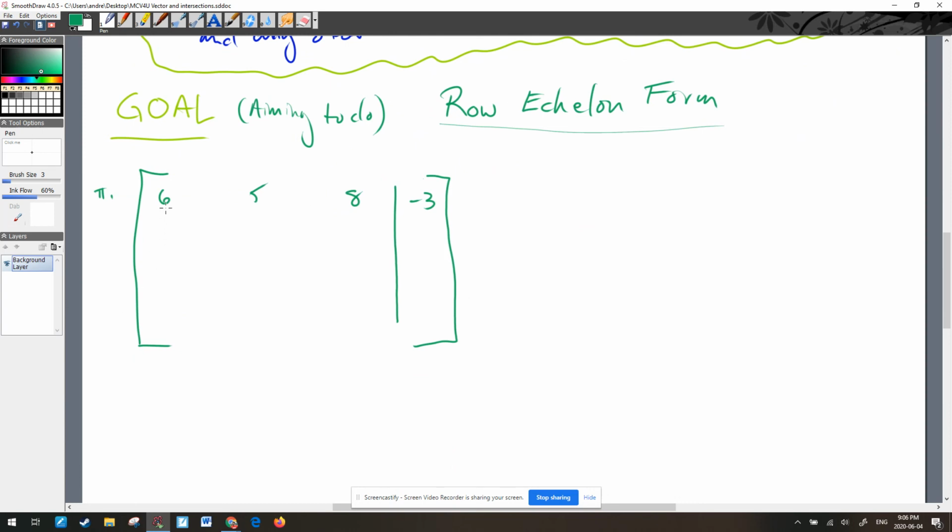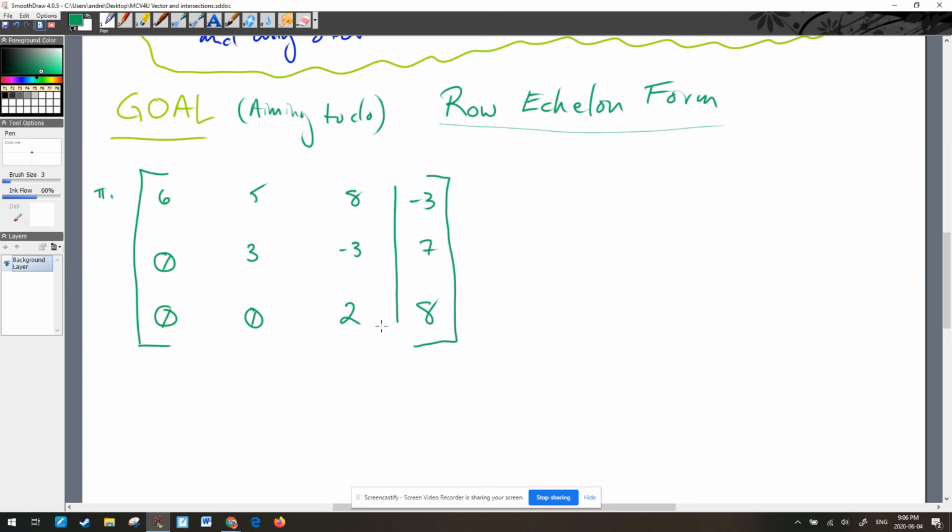We want everything below the 6 to be a 0. We want a 0 there, and we want a 0 there. And then there's allowed to be numbers here. So like 3, -3, and 7. And we want everything below the 3 to be a 0. And then we can have numbers elsewhere. So like 2 and 8.